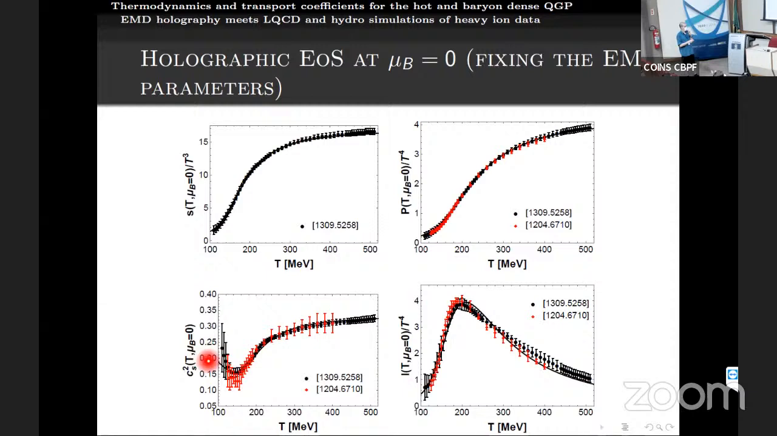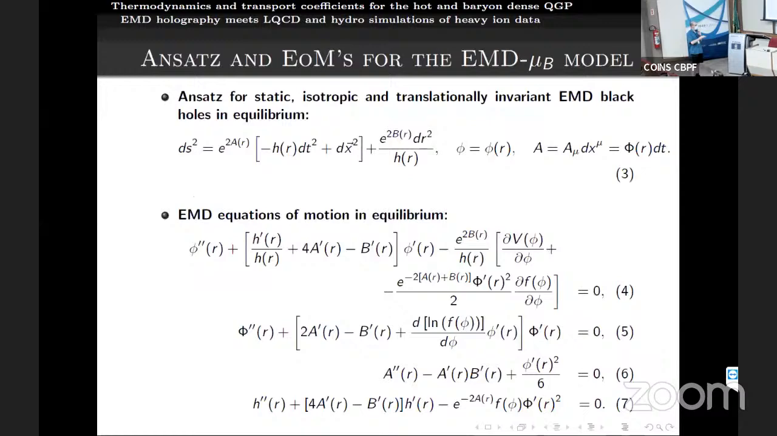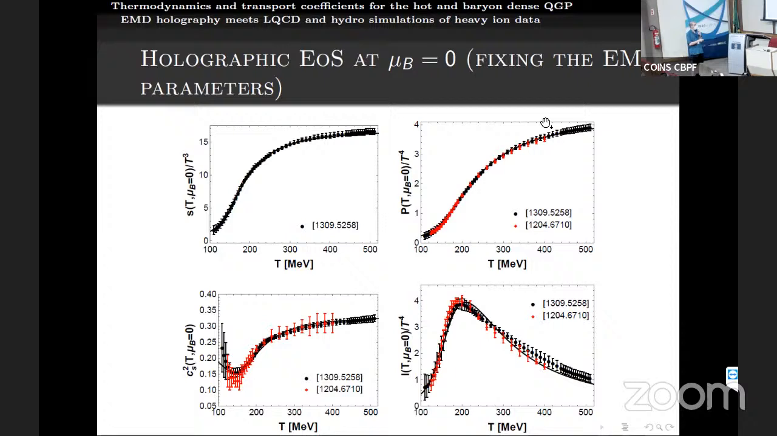So these results here are not predictions of the model. Actually, these points with the error bars are the results from lattice QCD, and the curves are adjusted to fix the model parameters of the Einstein-Maxwell-Dilaton model. So these results here come from trying to match, using the holographic dictionary, these results from lattice QCD, okay? So next, what I will show to you are actual predictions obtained from this model compared to lattice QCD calculations, okay?